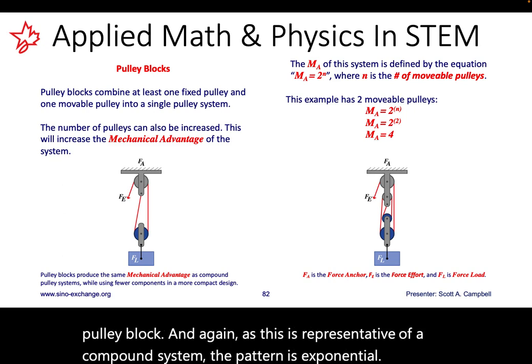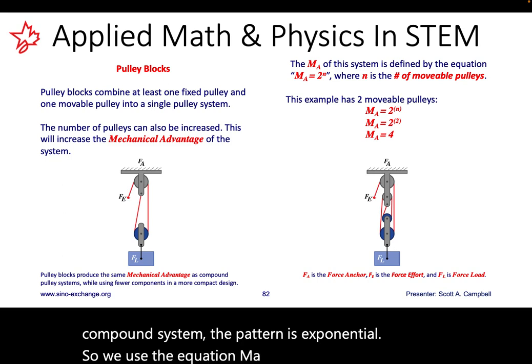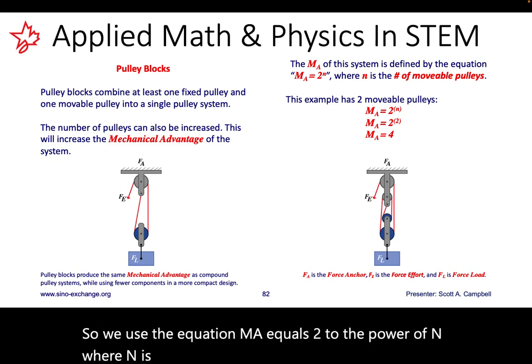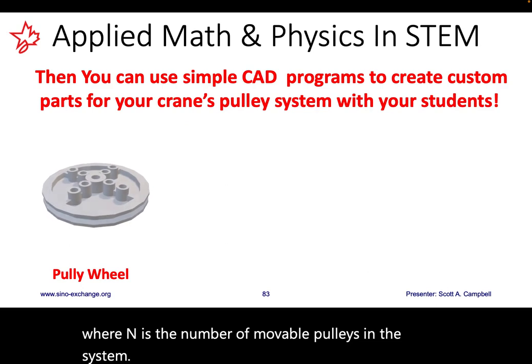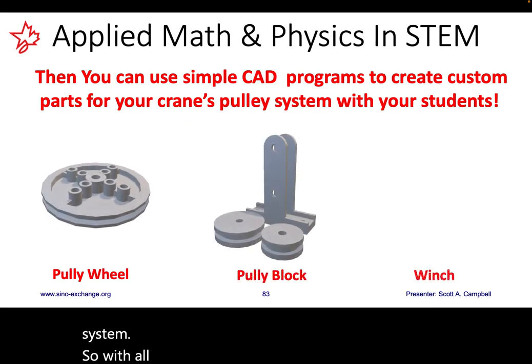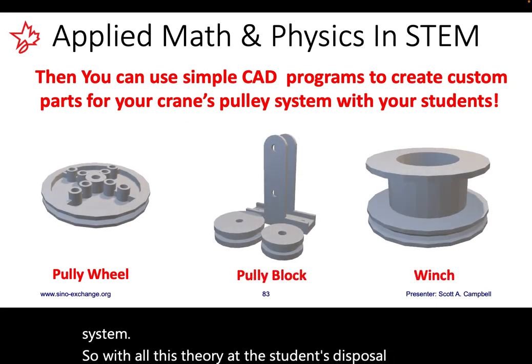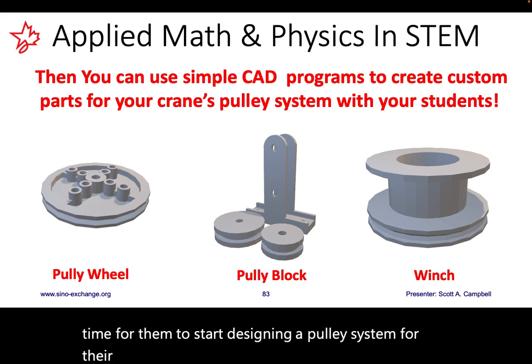So we use the equation MA equals 2 to the power of n, where n is the number of movable pulleys in the system. So with all this theory at the student's disposal, it's now time for them to start designing a pulley system for their crane. And this would be a good time for them to incorporate technology in an authentic way.